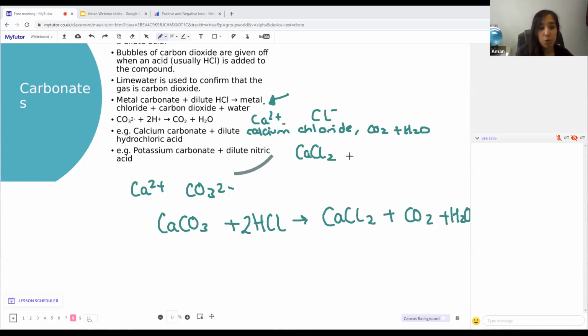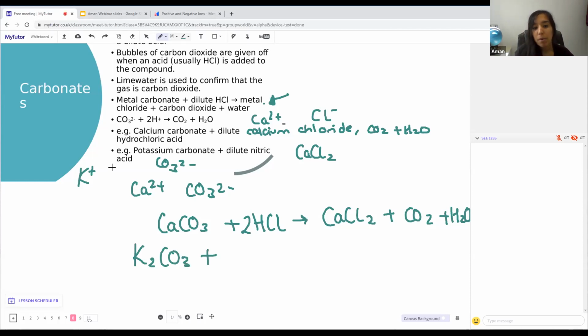So potassium forms a K+ charge, it's in group 1. Carbonate is CO3, 2-. So when they swap, we're going to have K2, because it's going to take the 2, and the carbonate's just going to take a 1. So K2CO3, so that's potassium carbonate.